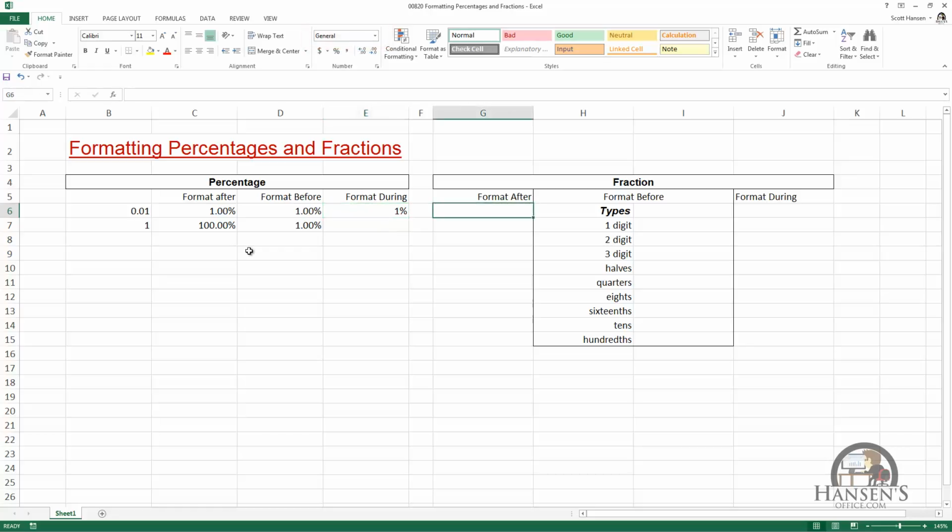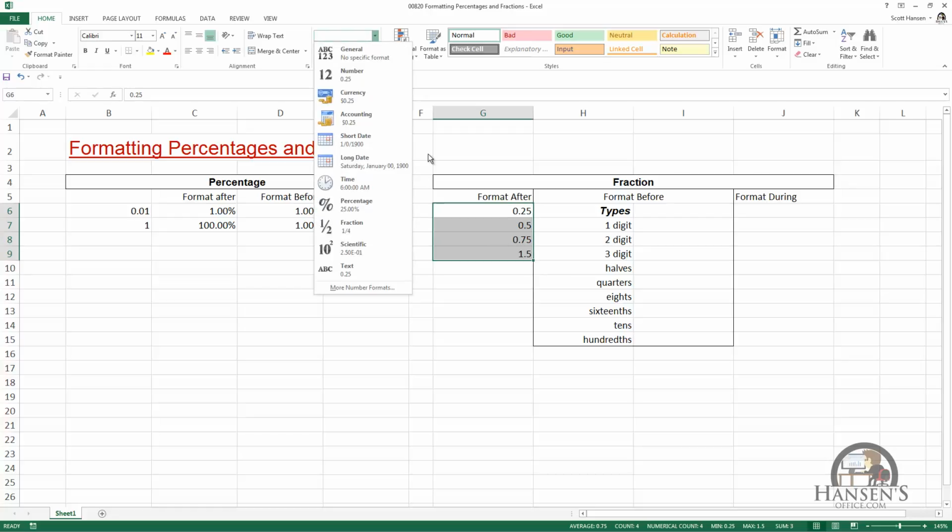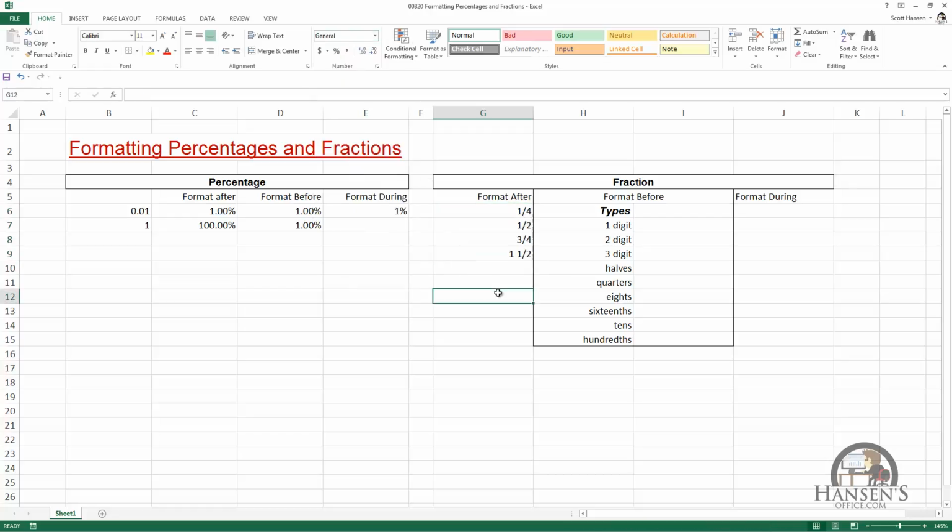So now we're going to take a look at fractions. I'm going to enter some decimals into these cells: 0.25, 0.5, 0.75, and 1.5. And then I'm going to select these cells by dragging over them and convert these decimals to a fraction by selecting that choice on the drop-down menu. So when we convert these numbers to fractions, they're stored as decimals. That's still 1.5. It's shown as 1 1/2, which is the fractional equivalent of 1.5. But they're all stored as decimals.